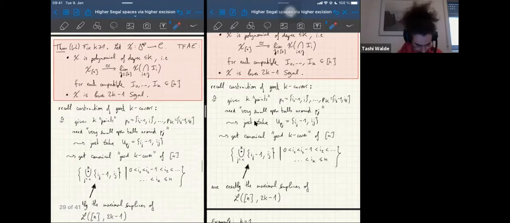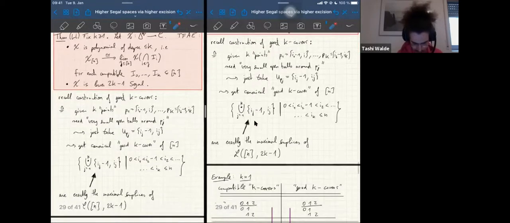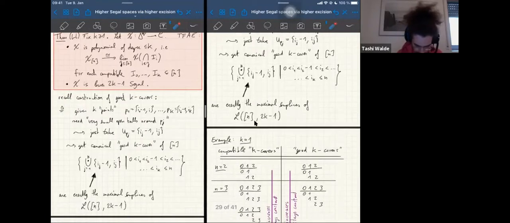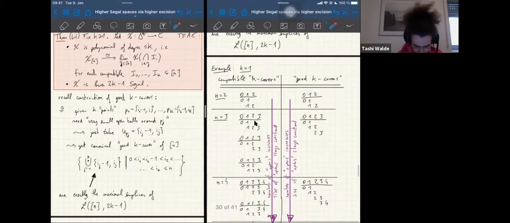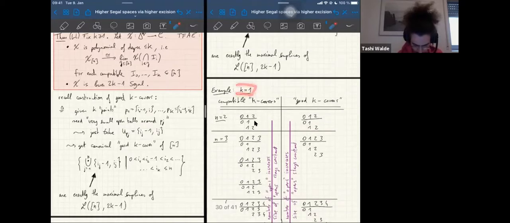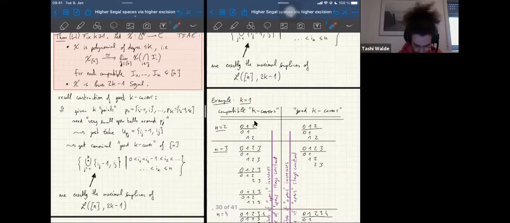So let me keep the theorem up, and let's show some examples of some of these covers and how they look. So let's look at the easiest example, k equal 1. So let's take n equal 2. A good k cover consists of taking all the possible pairs. We have k equal 1, so we only take a single pair. And in this case, there's a unique one. And actually, there's also a unique compatible cover. So in this case, these two agree.